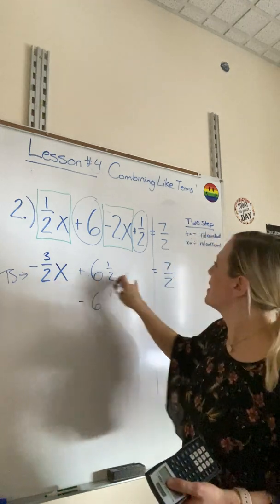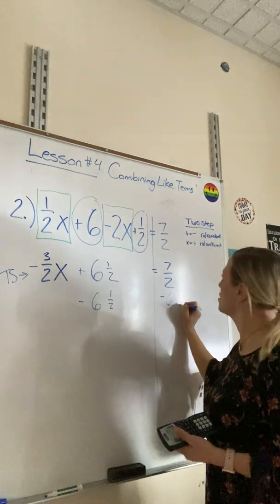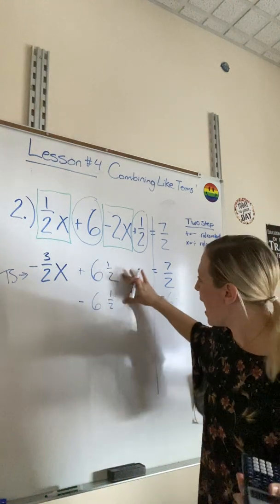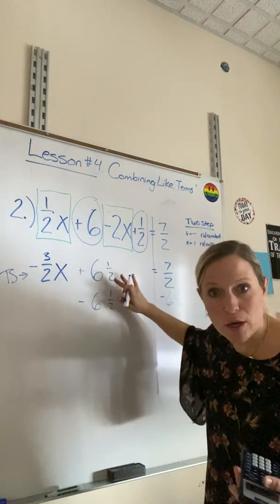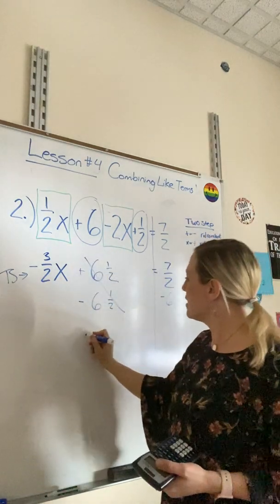Opposite. So if it's plus 6.5, we're gonna do minus 6.5. Once on each side, folks. I know that these are additive inverses. See how they have the same number, different signs? They're going to add to 0. That gives me negative.